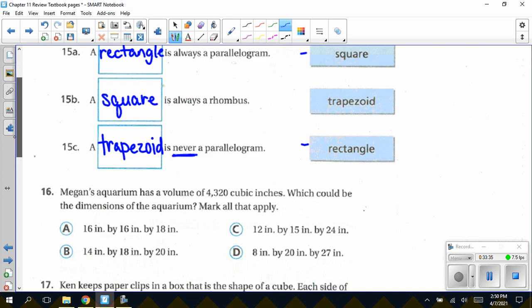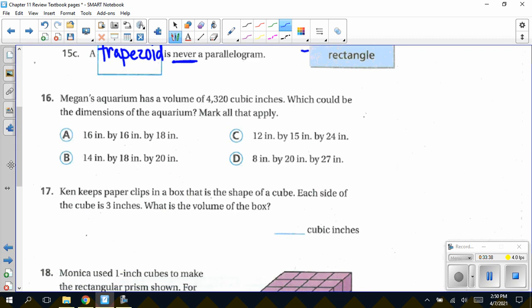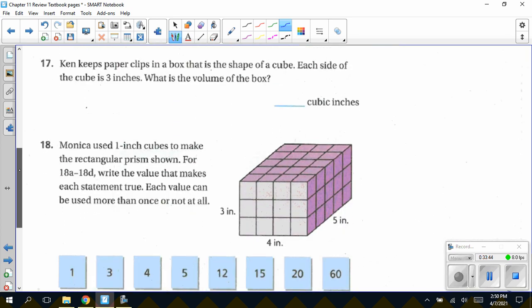Moving on to number 16, I'm going to actually cross this one out. And then number 17 is going to be the next question. Number 17, Ken keeps paper clips in a box that is in the shape of a cube. Each side of the cube is 3 inches. What is the volume? Well, if it helps you, draw a picture of a cube. So I'm going to draw 2 squares that are kind of overlapping each other. And I'm just going to connect them so that way I have a cube.